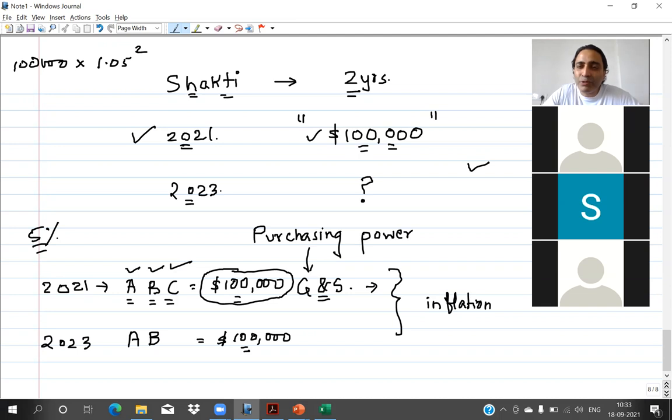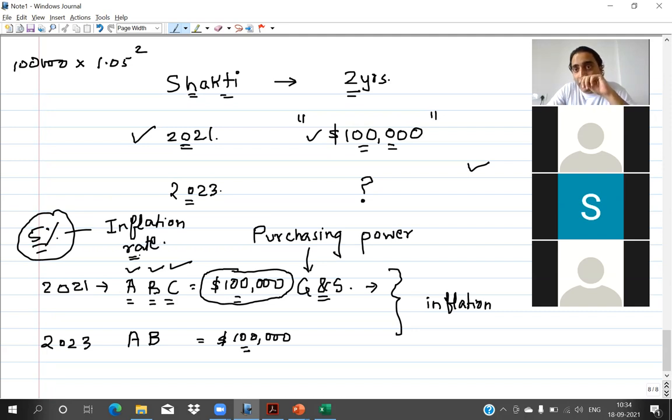Guys, are you understanding this? समझ में आ रहा है? Yes, sir. 1.05. 5% incorporating inflation. Okay. Sorry, I didn't notice that inflation. No problem.